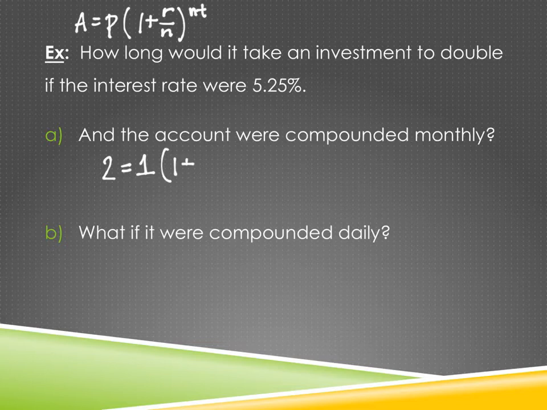And then this is 1 plus R over N. So R is the interest rate. So the interest rate here is 5.25%. So what would that be as a decimal if we changed it? 0.0525. That's right, 0.0525. So that's my interest rate.